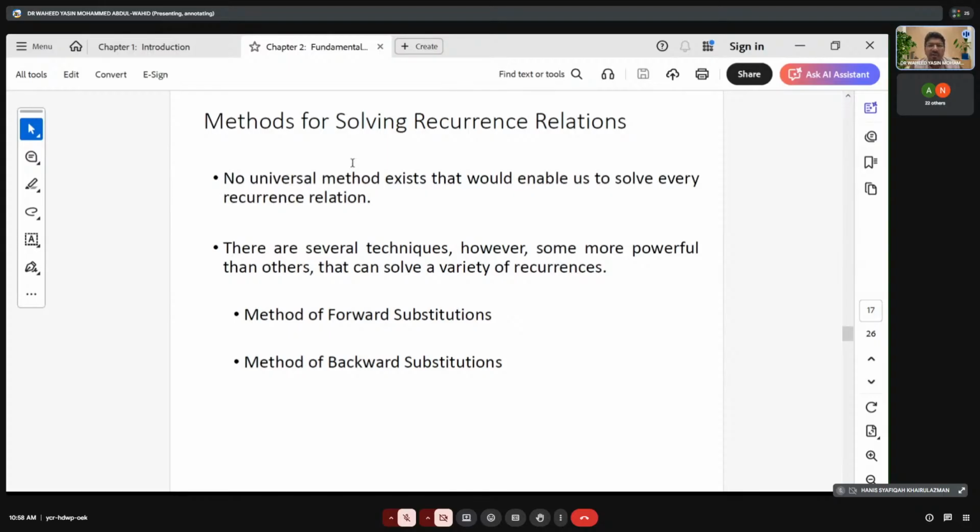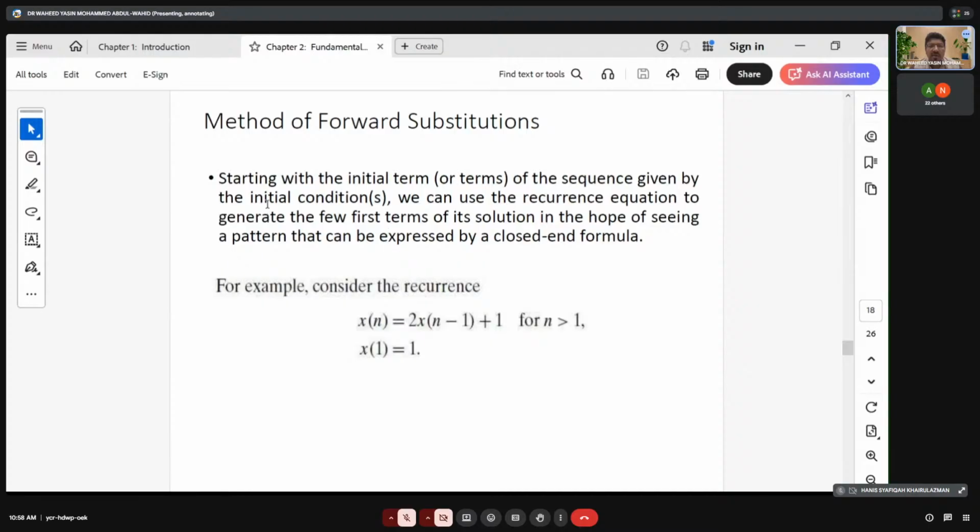Here, most methods solve recurrences. There are no universal methods that enable us to solve every recurrence relation. There are several techniques, however some are more powerful than others and can solve a variety of recurrences. Method of forward substitution and method of backward substitution. Starting with the initial term or terms given by the initial condition, we can use the recurrence equation to generate the first few terms of the solution in the hope of seeing a pattern that can be expressed by a closed-form formula.